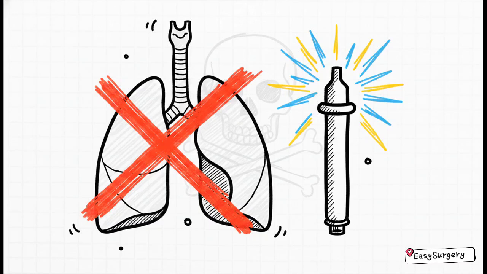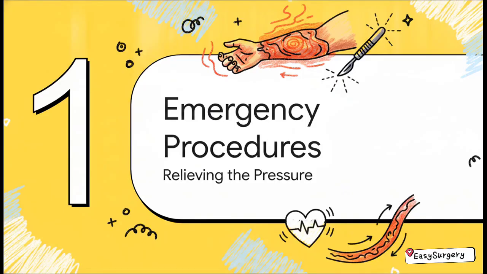Because of that, securing the airway is your undisputed, absolute first priority, no matter what kind of burn you're dealing with. 1. Emergency procedures, relieving the pressure. When a severe burn patient rolls through those doors, relieving pressure and restoring circulation are your absolute immediate priorities.